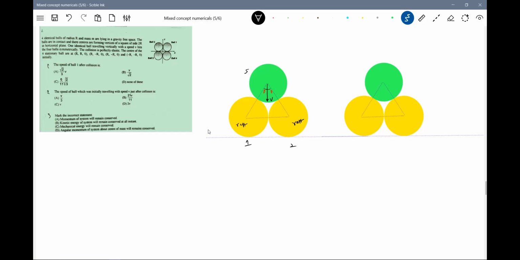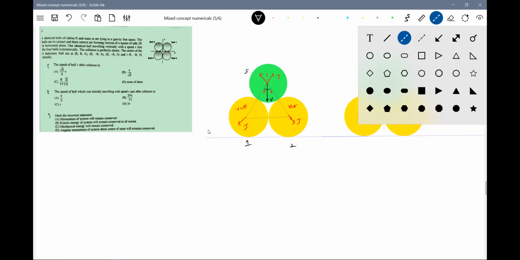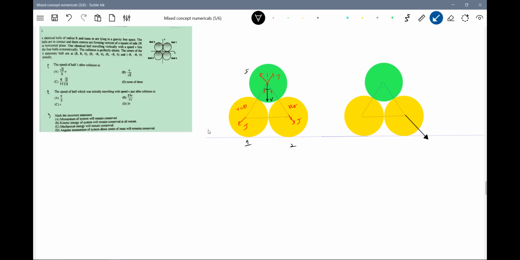Will there be any impulse by them? Yes, it will see impulse. Only 2 impulses I can show, but 4 impulses will act all together. The impulse on these balls will be in this direction. Just after impulse, these balls will move in the direction of the impulse. So it will be like this.